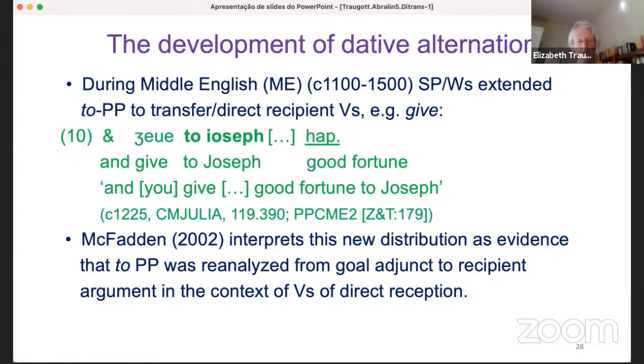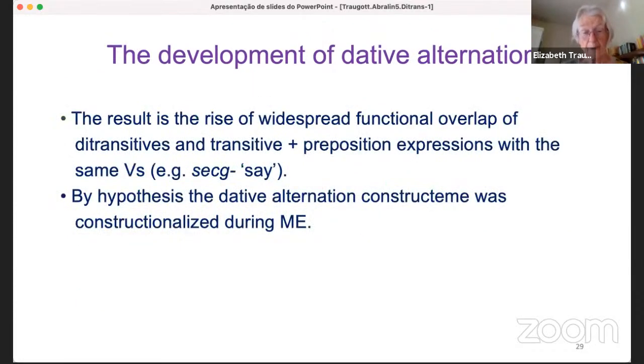And McFadden in 2002 interprets this new distribution as evidence that a to prepositional phrase had been reanalyzed from a goal adjunct to a recipient adjunct in the context of verbs of direct reception. And the result of that, which was a change for one particular verb, is that you get a vast amount of host class expansion over the Middle English period and widespread functional overlap of ditransitives and transitive prepositional expressions with the same verbs like say. And by hypothesis, the dative alternation construction was constructionalized during Middle English and crystallized by around 1500.